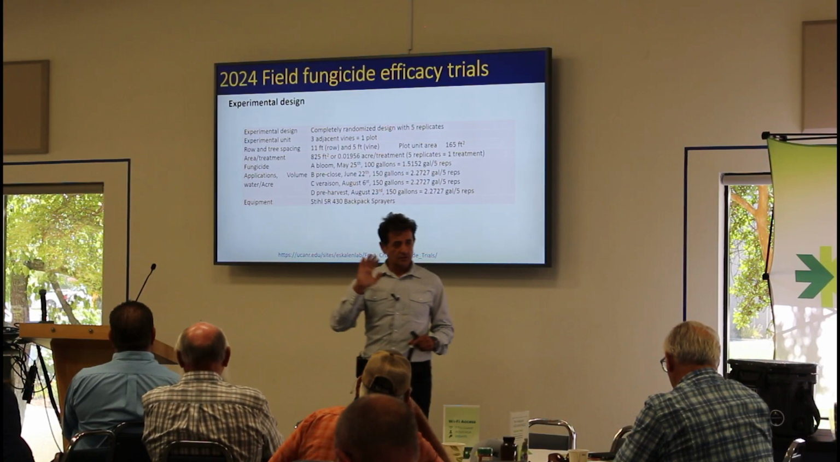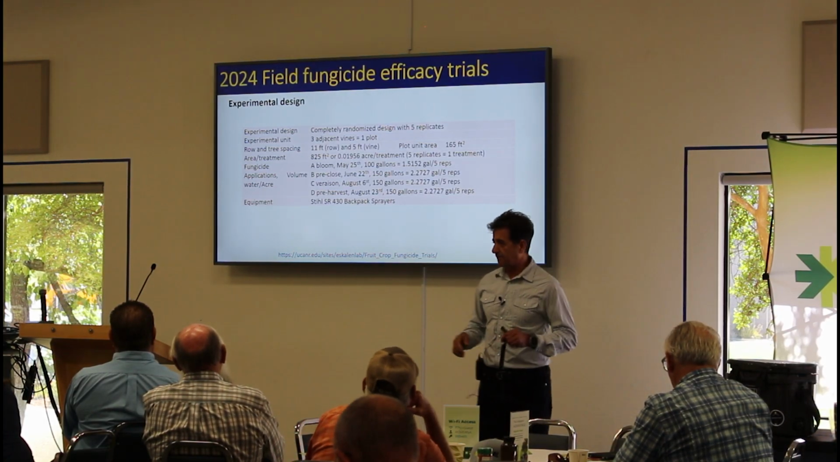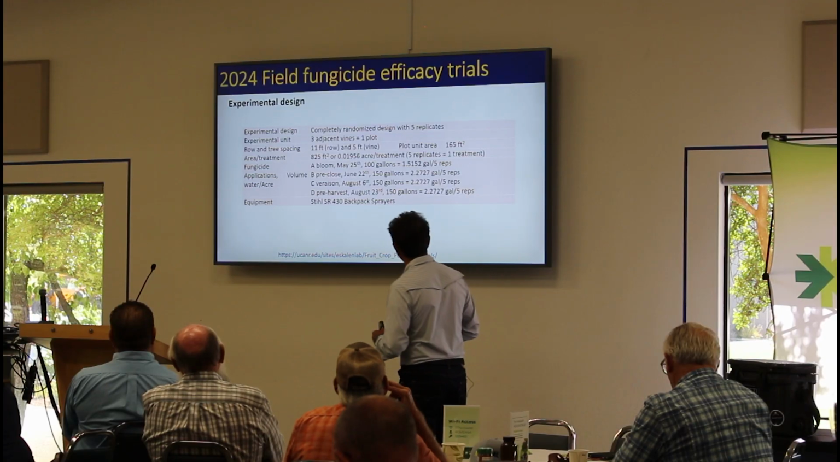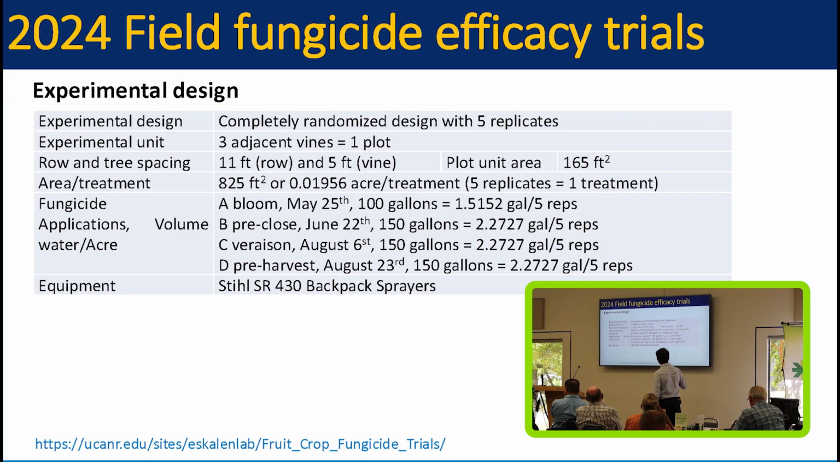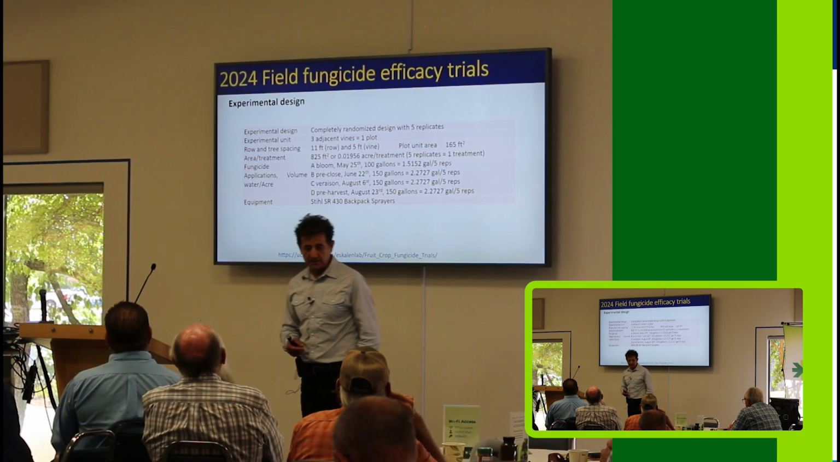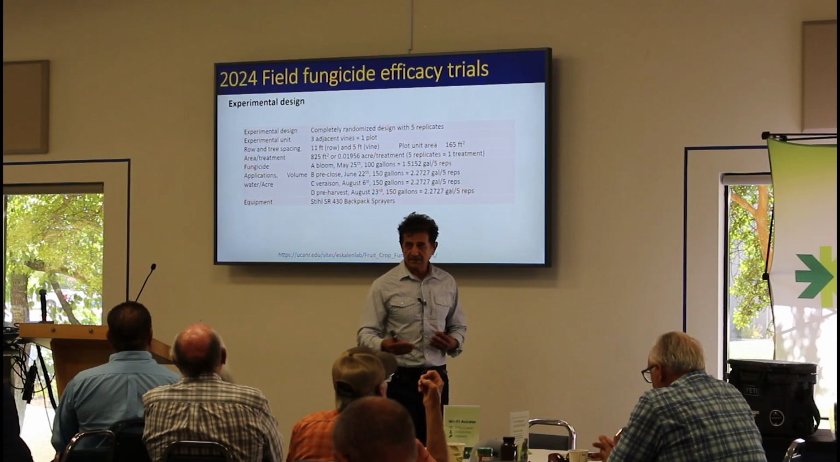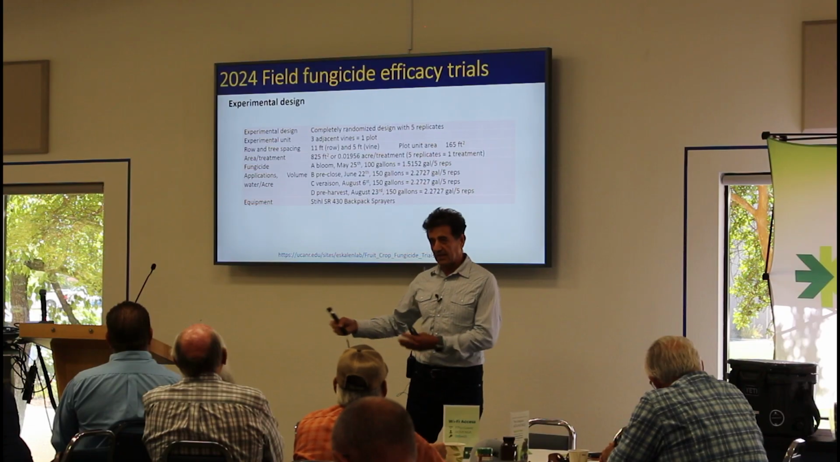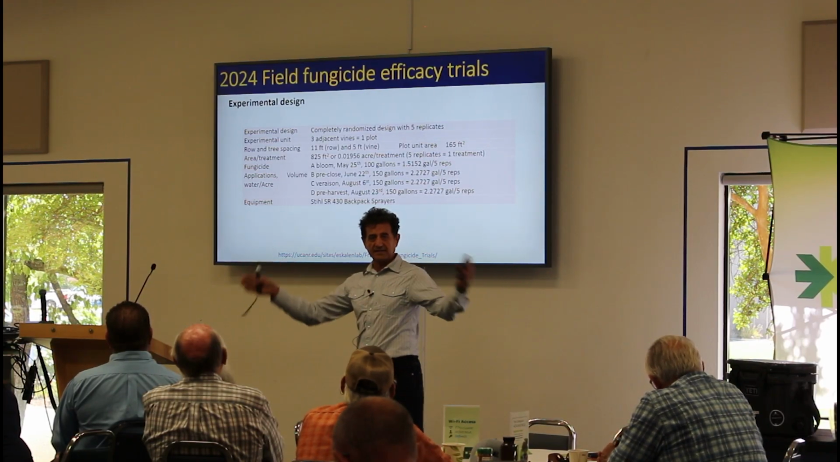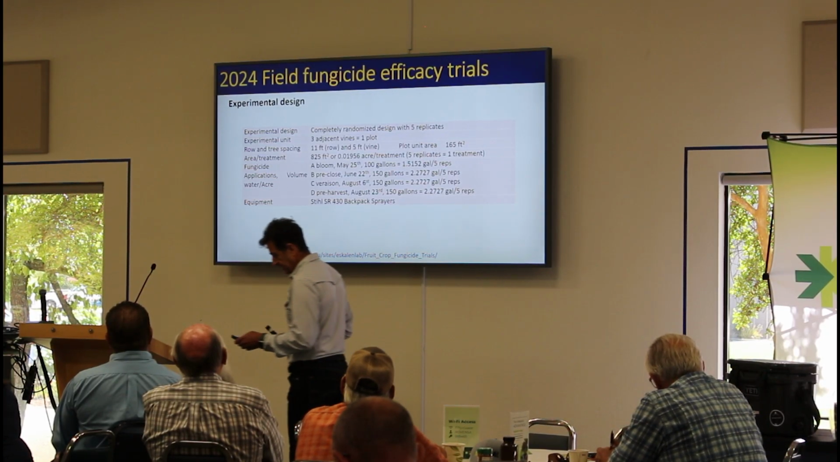We also set up an experiment with botrytis management in the field. The way we set up the experiment, we applied a randomized design with five applications. We applied at bloom, pre-close, veraison, and pre-harvest, and we used a steel backpack sprayer, which is the closest we can get to the air blast sprayer that the growers have been applying in the field.